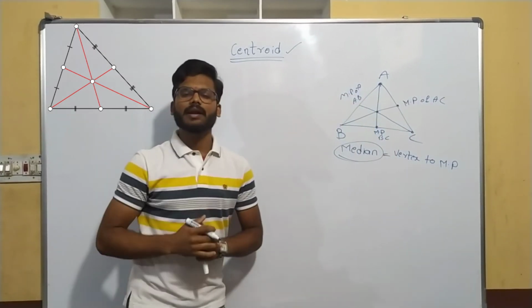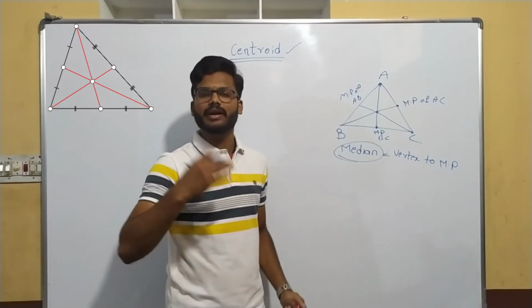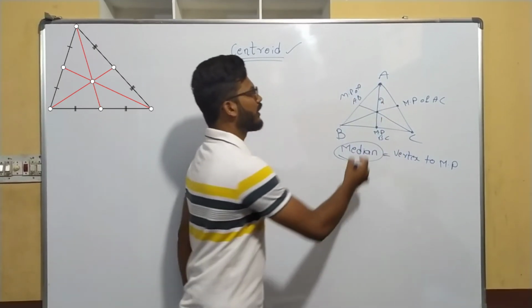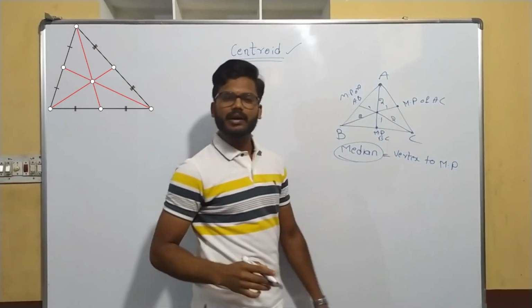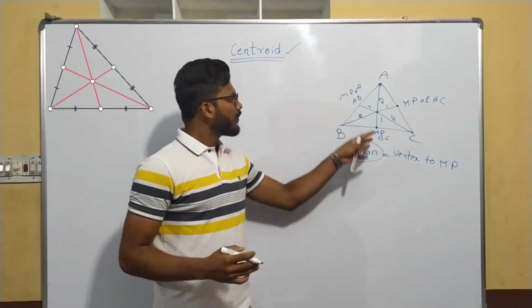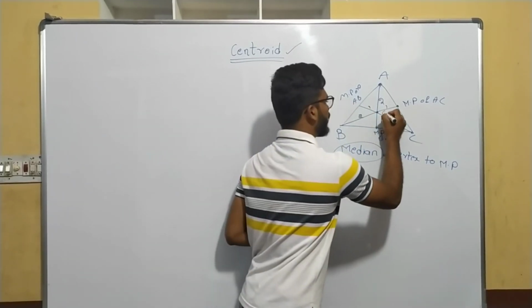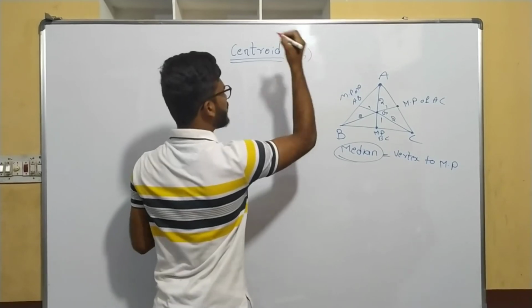Now, what is the property of a centroid? The centroid divides the median in the ratio 2 is to 1. Here also it is the ratio 2 is to 1, this is the ratio. This is the property of a centroid. With this property, we can find the centroid. It is denoted with G. The centroid is denoted with G.